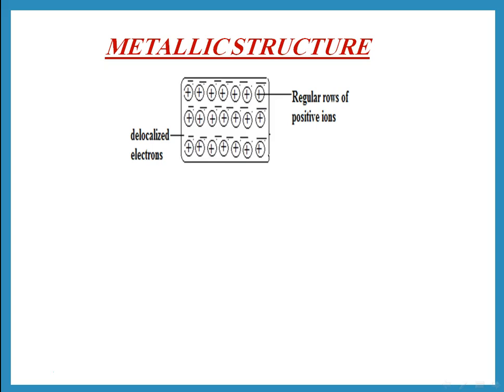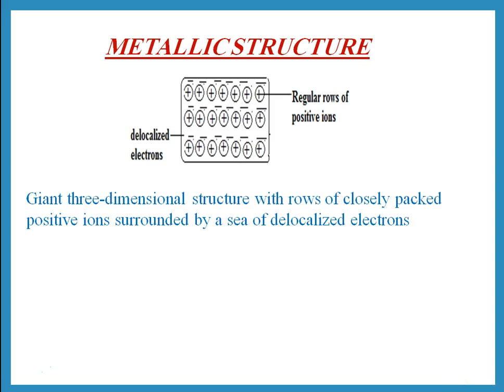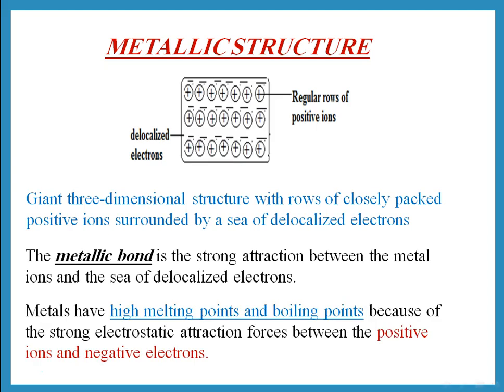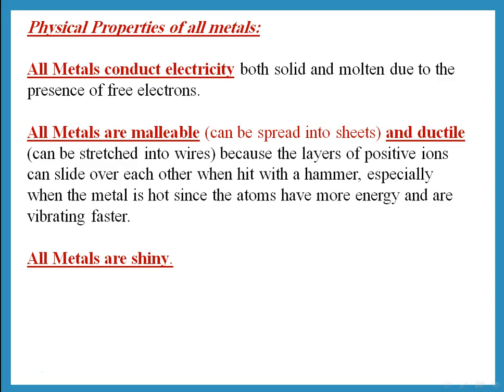When we talk about metals, remember metals are made up of what? They're made up of regular rows of positive ions surrounded by a sea of delocalized electrons. So this giant three-dimensional structure with rows of closely packed positive ions surrounded by a sea of delocalized electrons, there is strong attraction forces between the ions and the delocalized electrons, and that is what makes the metallic bond, and that is why we need a lot of energy to break it. So metals have high melting point and boiling point. Why? Because of the strong electrostatic attraction forces between the positive ions and the negative electrons.